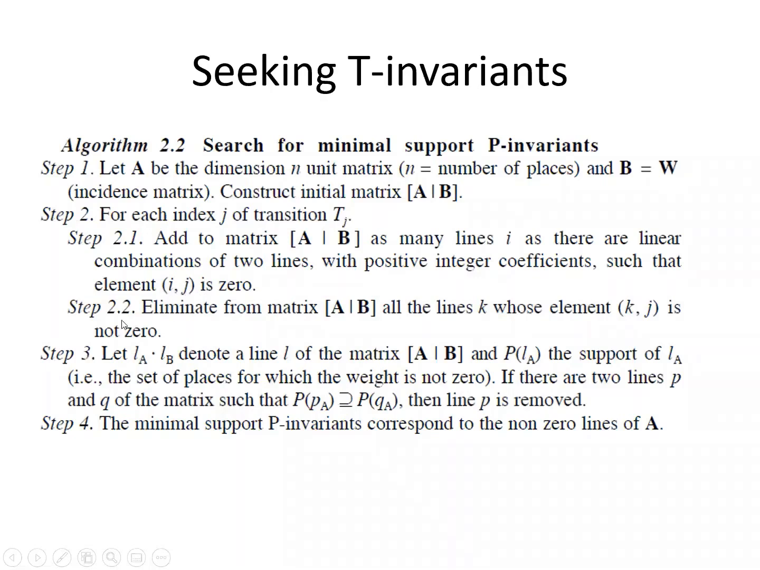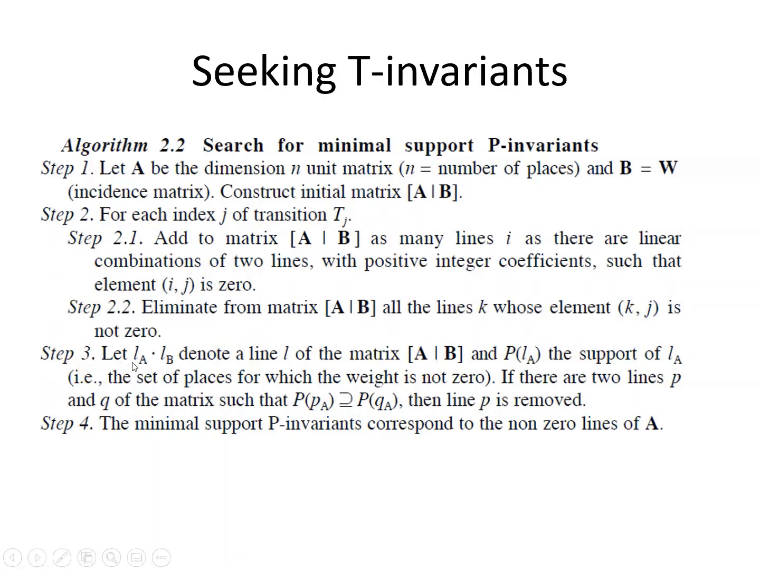Yes, sir. In step 2.2, we have to eliminate from this matrix AB all the lines K whose element Kj, in the same jth column, is not 0. You got the idea? So at the end, you have to do this elimination in step 2.2.